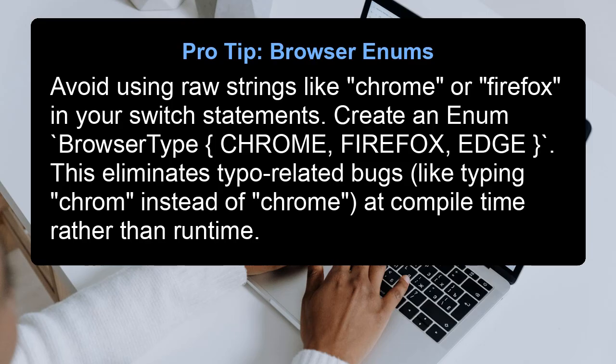Avoid using raw strings like "Chrome" or "Firefox" in your switch statements. Create an enum BrowserType: CHROME, FIREFOX, EDGE. This eliminates typo-related bugs, like typing "Chrme" instead of "Chrome", at compile time rather than runtime.